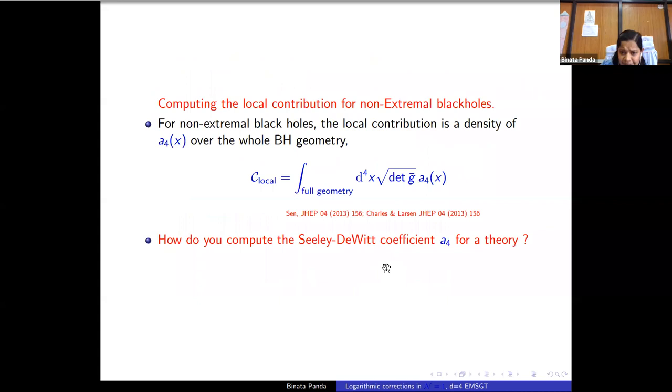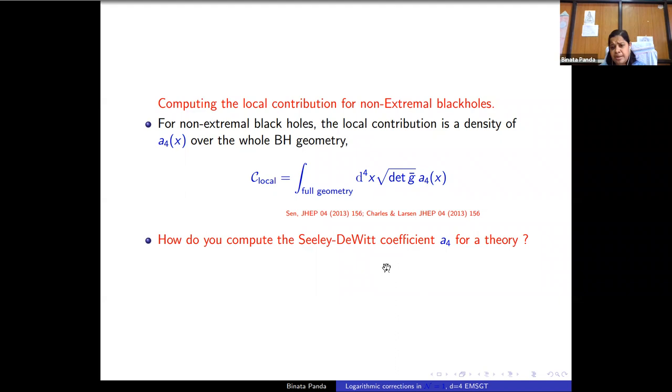On the other hand, in the case of a non-extremal black hole, the treatment is different. You consider a bigger system, the black hole in equilibrium with a thermal gas. You compute the log correction for the total system. Basically, you calculate this for two different systems, related by a scaling, and then you subtract and get back the contribution for the non-extremal black hole. So the treatment is completely different.